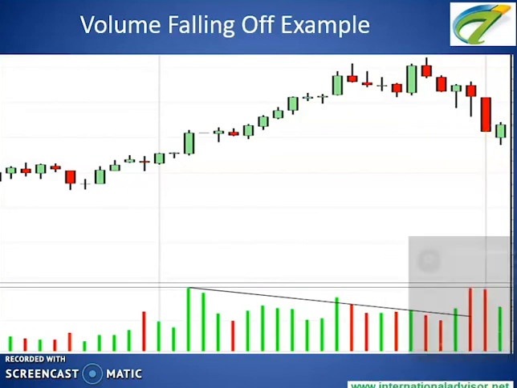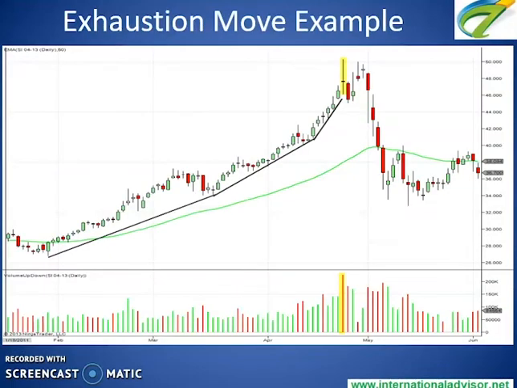So likewise, we have some indication that if the volume is not picking up with the price, it can be a reversal as well, which we will discuss further in collaboration with open interest as well. Sometimes this is an example of an exhaustion move.